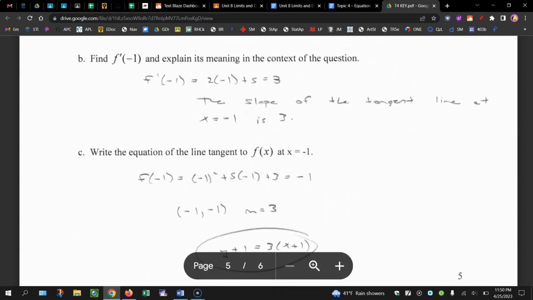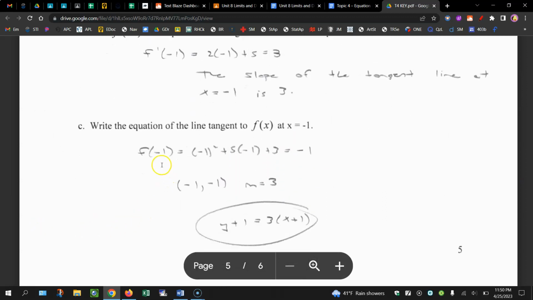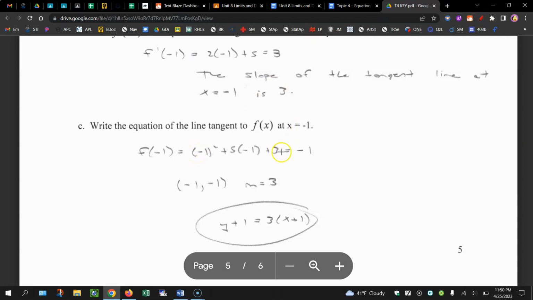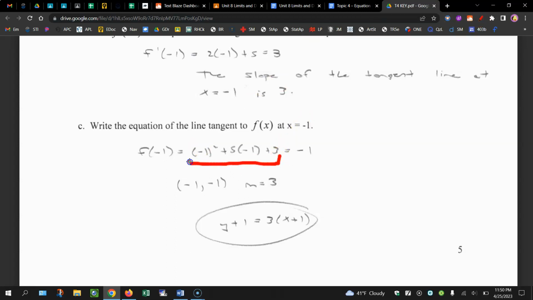Part C, now we want the equation. We know x is -1. We need to find y. Substitute -1 into the original function, not the derivative, but going back to the original function here. You get -1. So both x and y are -1. The slope is 3. So y minus a -1 equals the slope 3 times x minus a -1, which is why they are both positive there.